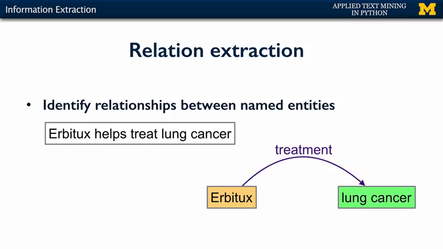And then you have a relationship between them. So Erbitux and lung cancer are linked by a treatment relation. Going from Erbitux to lung cancer, that says Erbitux is a treatment for lung cancer. You could easily have a link going the other way, from lung cancer to Erbitux, saying lung cancer is treated by Erbitux. Okay. So this is the relation, a very simple binary relation between a disease and a treatment or a drug.